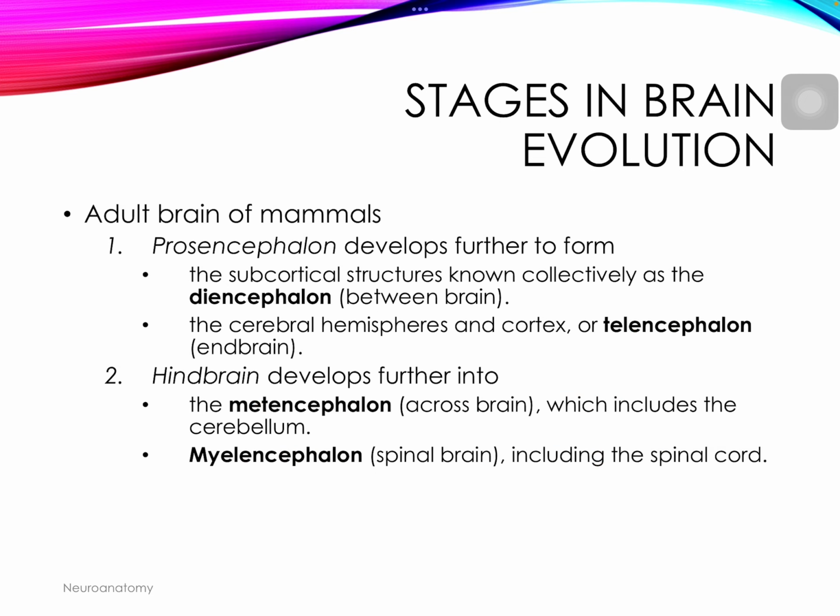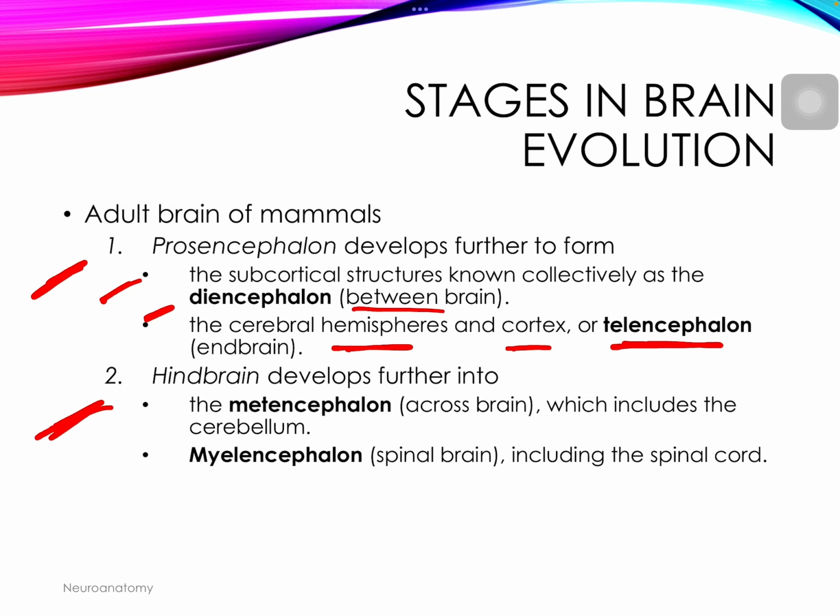If we look at mammalian brains, we still have, of course, the prosencephalon and the hindbrain, but we see more structures and segments that come from these main sections. For example, the prosencephalon we see having the diencephalon and the telencephalon. The diencephalon is referred to as the between brain, and that's a series of subcortical structures. And then we have the telencephalon, or end brain, which includes the cerebral hemispheres as well as the cortex.